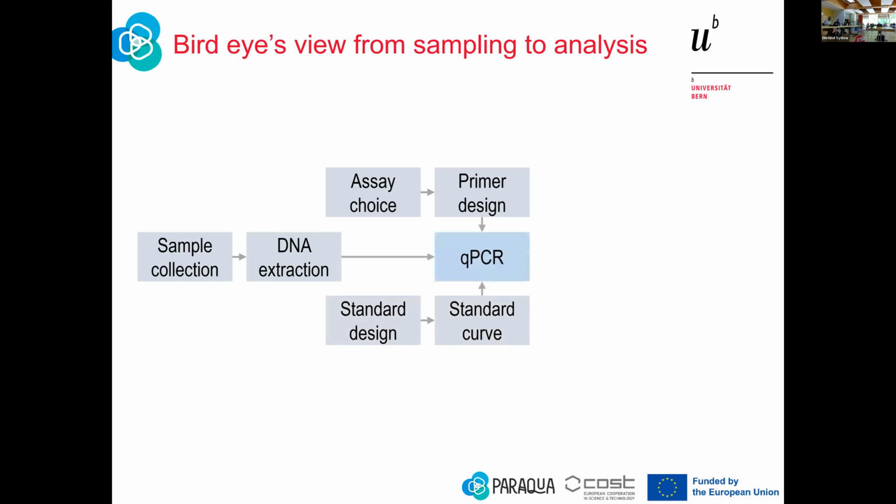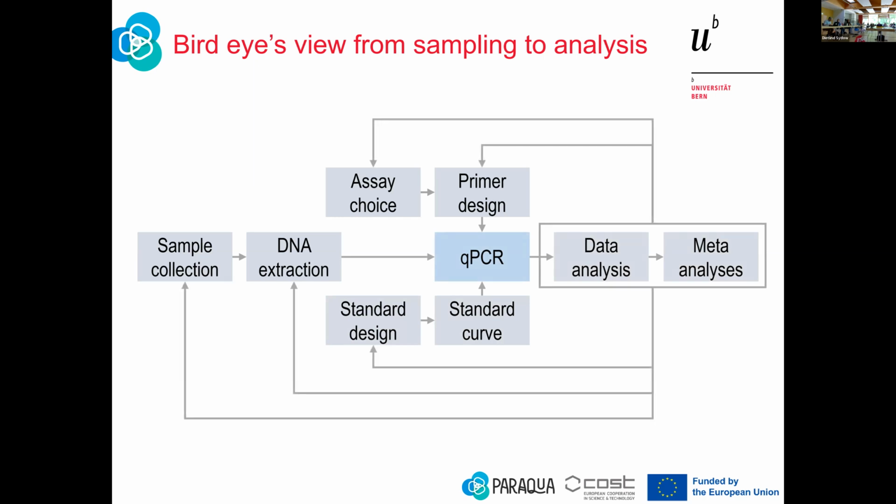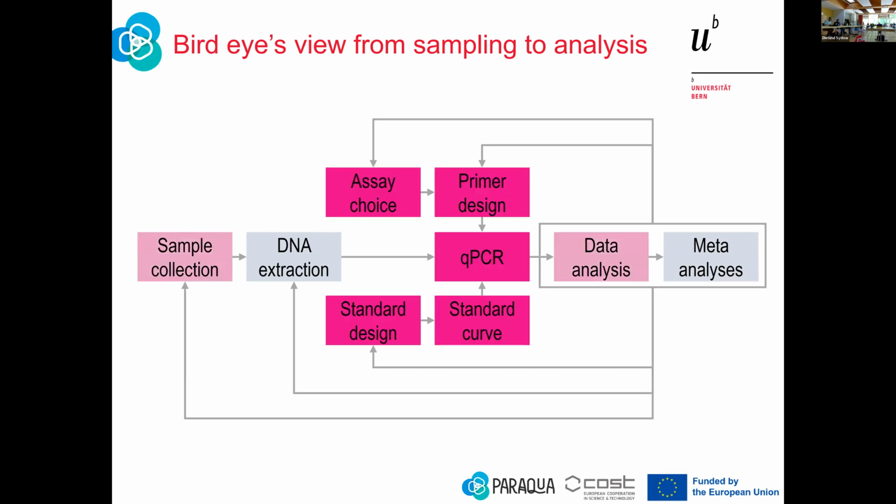And all of those feed into the qPCR that you in the end do. Then you have a time of data analysis, meta-analysis, and these feed back into the process. You should expect to go this circle 1 or 2 times if you adapt something from somebody else, and maybe 3 or 4 times if you design it yourself. So account for some time here.